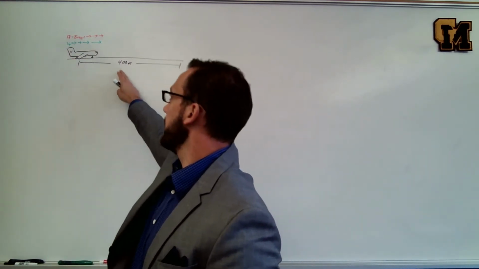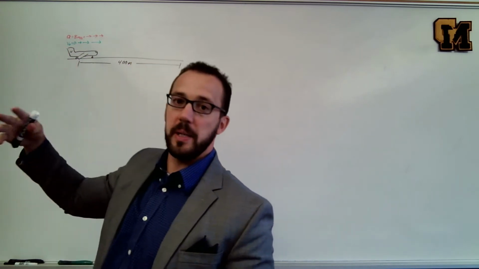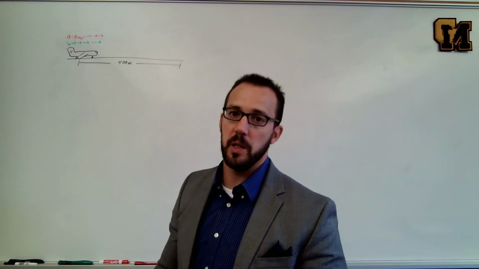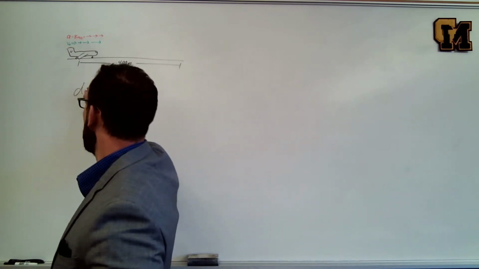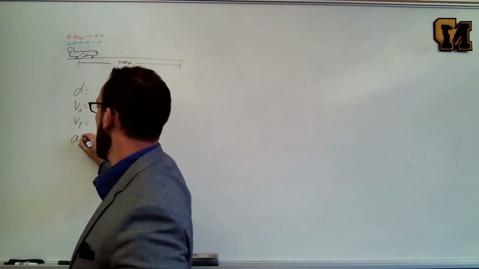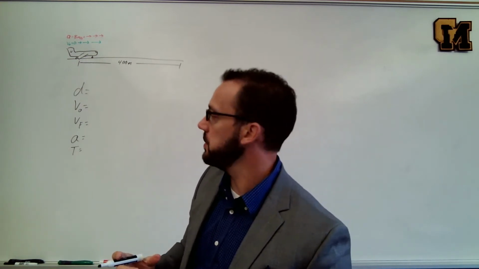We know it's going to be traveling 400 meters total distance. We know that the plane doesn't move at the beginning until it starts to accelerate to take off. And we know that acceleration is going to be 8 meters per second squared. As always, we want to make sure we have our 5 things, which is d, v naught, vf, a, and t. We have to pull our numbers out of the problem.